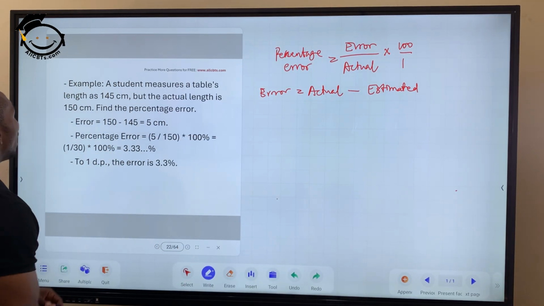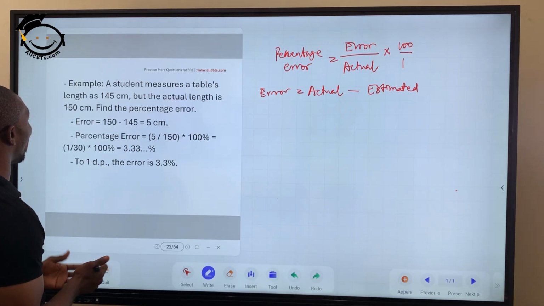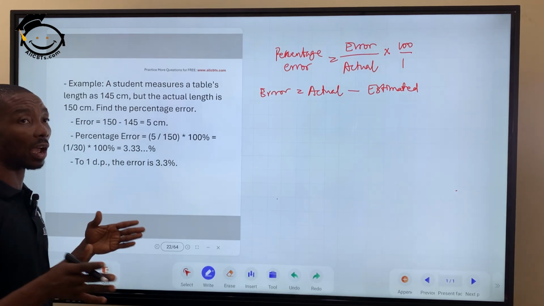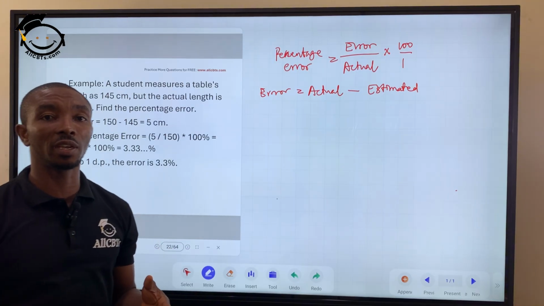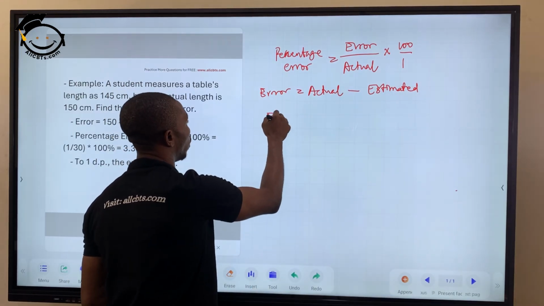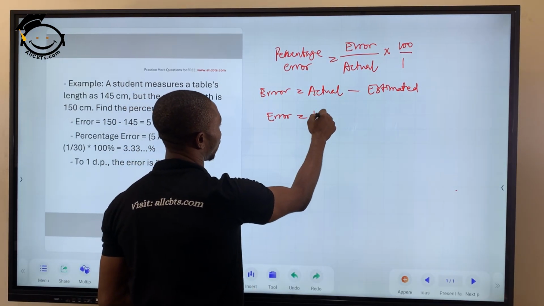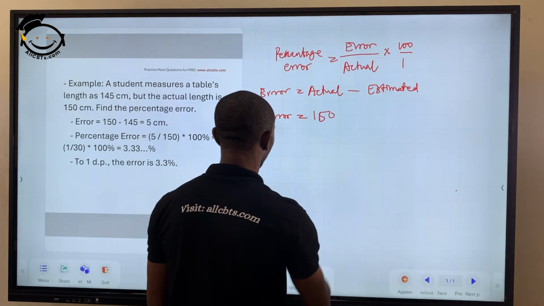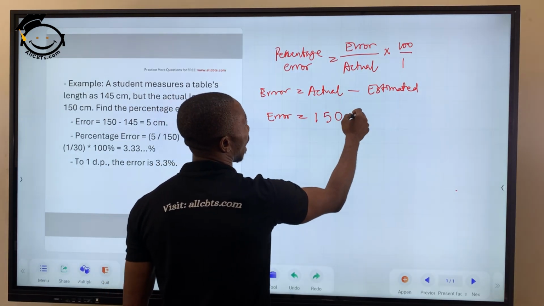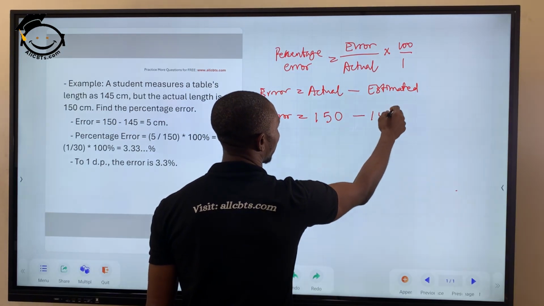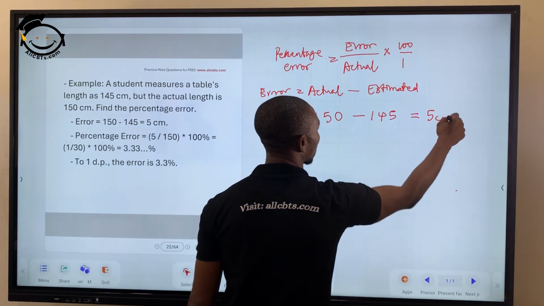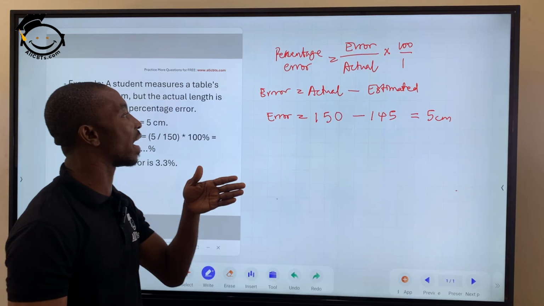Now, example, we have a student who measures a table's length as 145 centimeters, while the actual value is 150 centimeters. Now we have to calculate the percentage error. For us to calculate the error, the actual is 150 centimeters, and the estimated is 145. So 150 minus 145 will give us 5 centimeters. So he has an error of 5 cm.